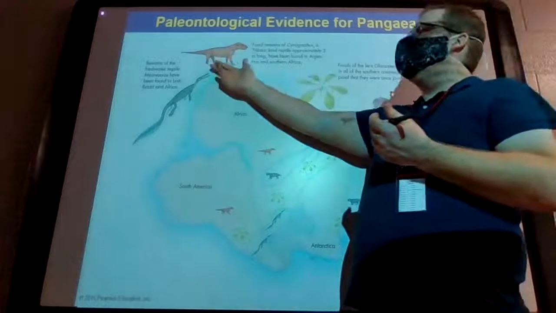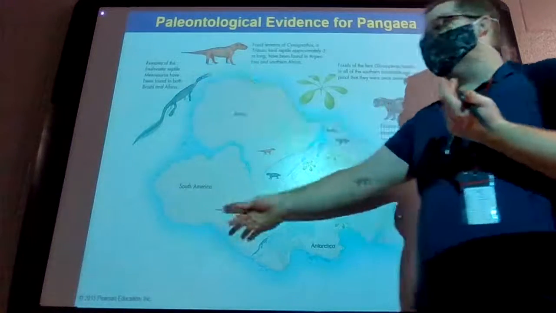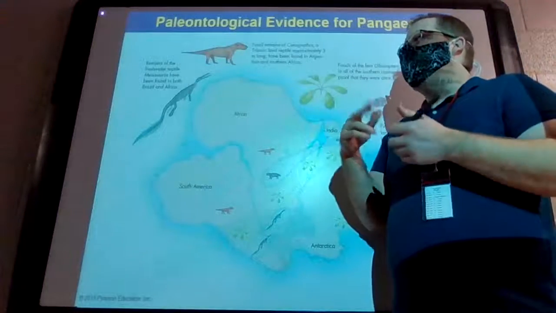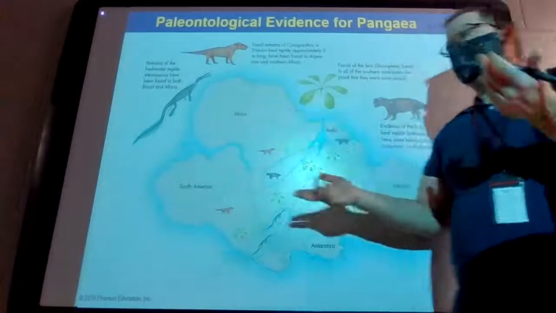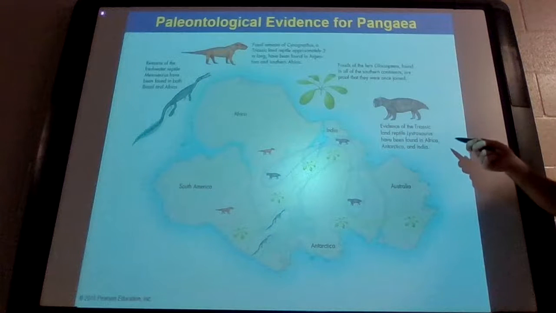Same thing with this dinosaur. Not a strong swimmer, not going to be able to swim across the ocean from South America to Africa. So how do we find those fossils in the same place at the same time? Because the continents were together, and he literally just walked there.